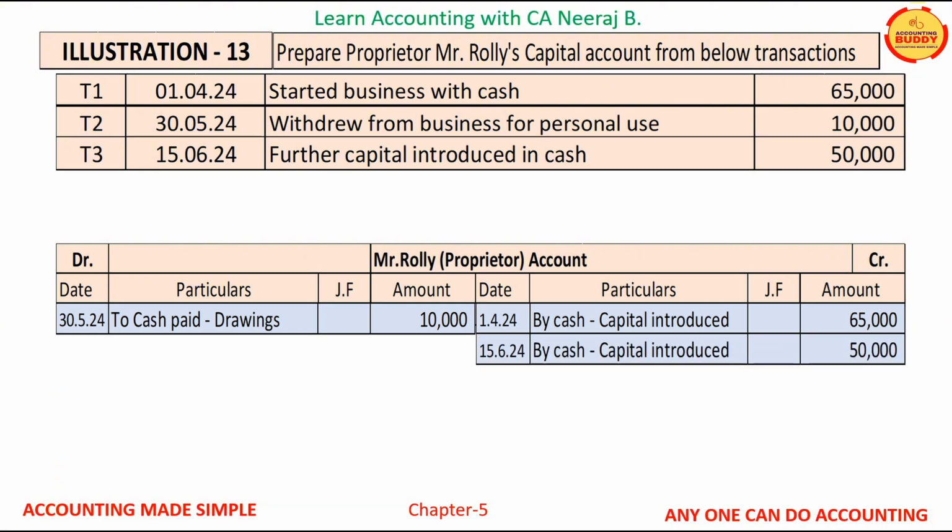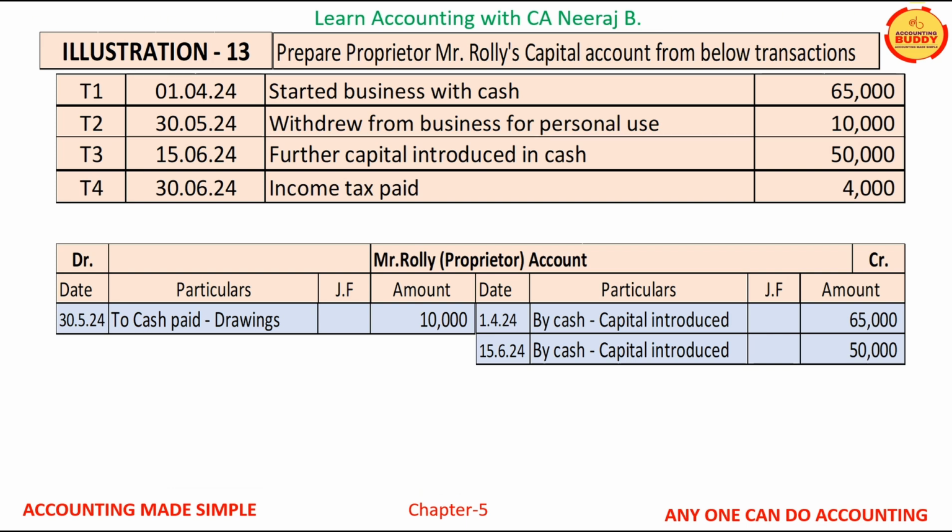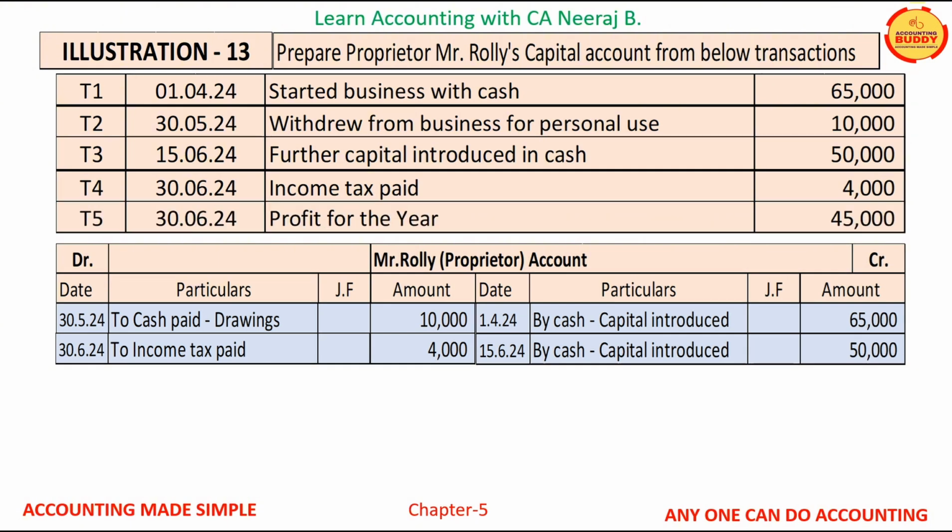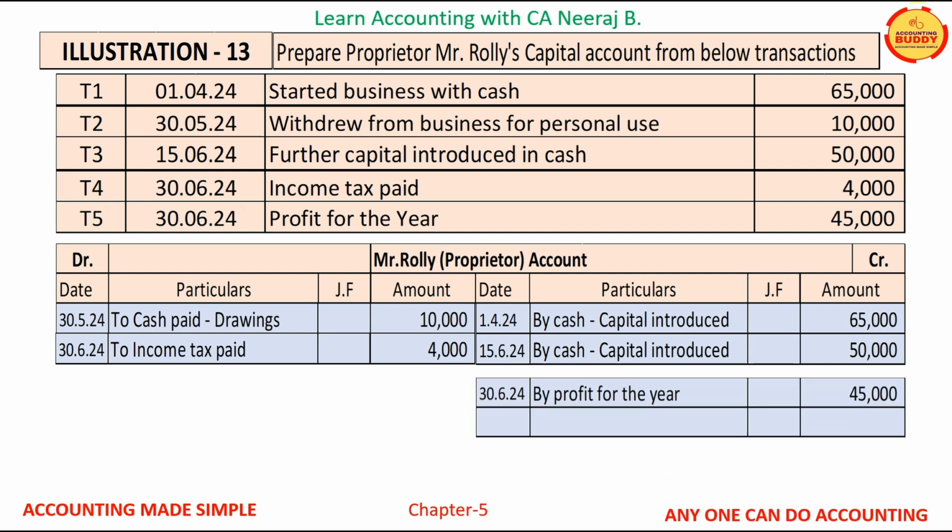Transaction T4 is on 30th June 24, 4,000 is paid as income tax. Since this transaction will reduce the capital, it will be recorded on the left hand side, that is the debit side of Mr. Rowley's account. Transaction T5 is business made a profit of 45,000 for the year. Profit of the business is added to the proprietor's capital. Therefore, it will increase the capital. Thus, the profit of 45,000 will be added to the right hand side, that is the credit side of Mr.